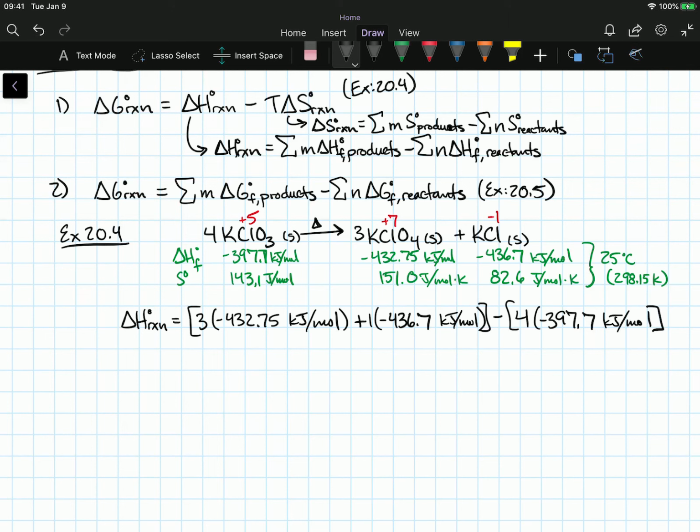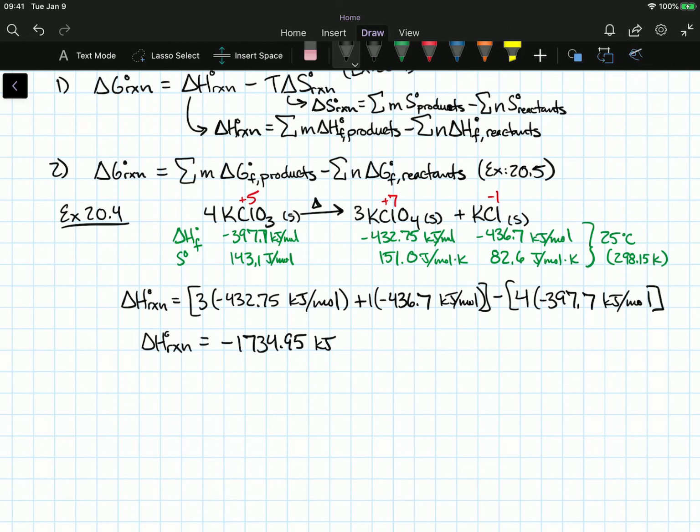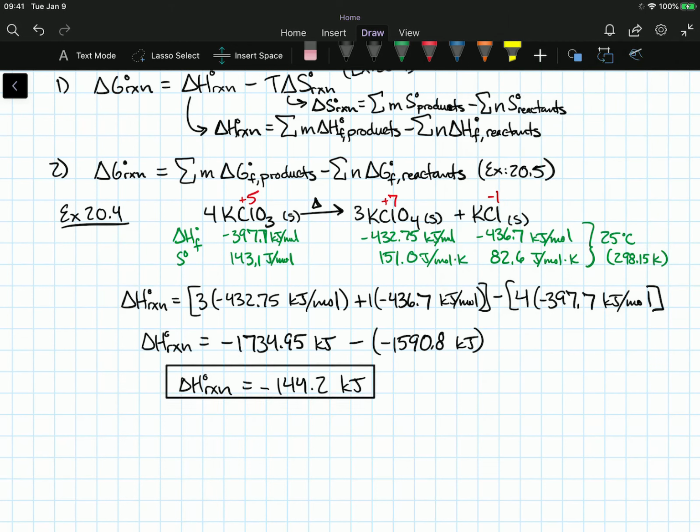And kind of combining some terms within the brackets here, we would get delta H naught of reaction is equal to negative 1734.95. And now it's just kilojoules because we multiplied it by the molar coefficients, so the moles drops out, and minus negative 1590.8 kilojoules. One more step of combining those together, and I get the standard enthalpy of reaction for this reaction is negative 144.2 kilojoules. Let's put a box around that. We're going to need it here in a little bit.